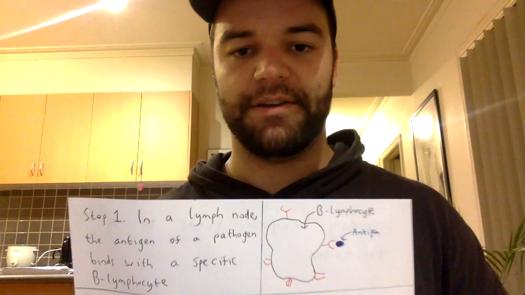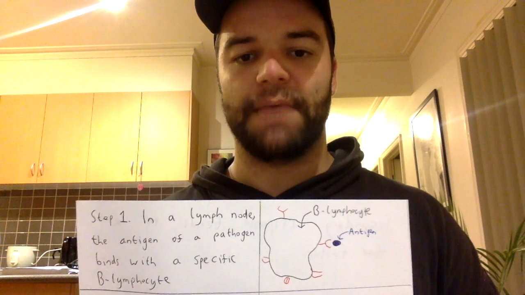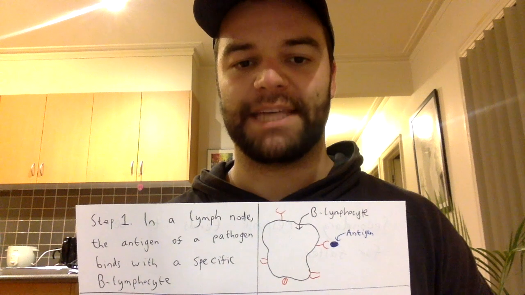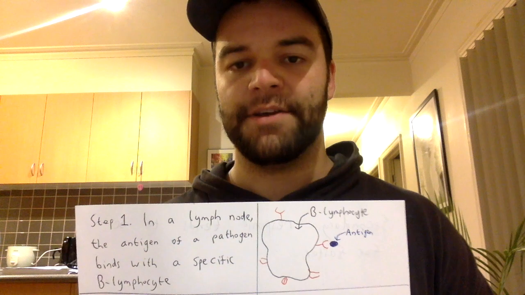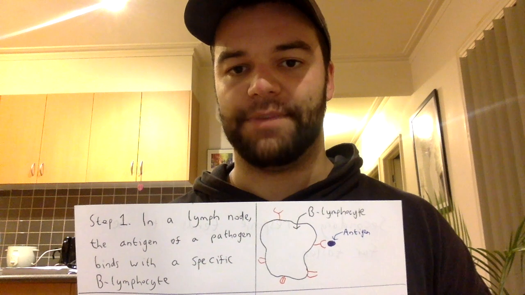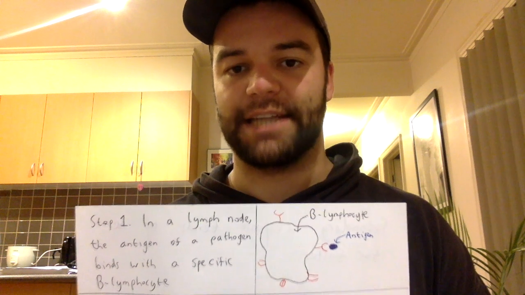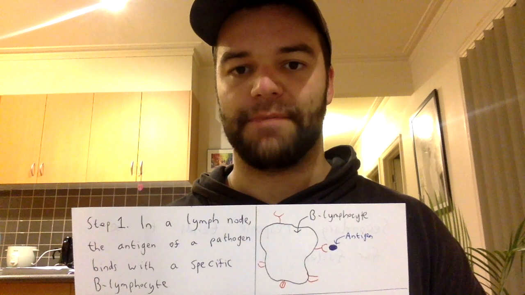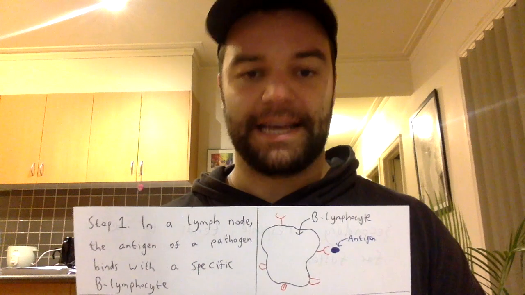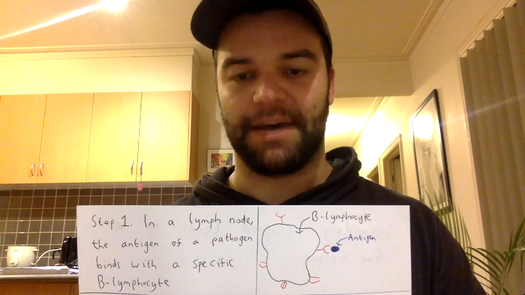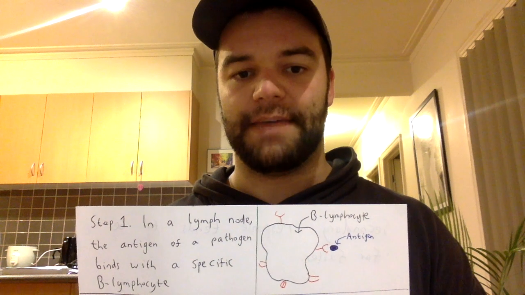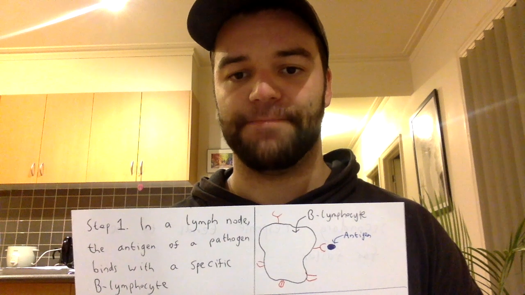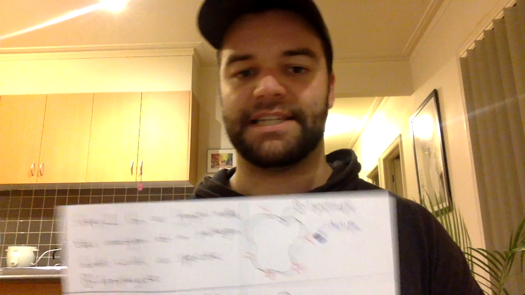So linking back to what we looked at last time, step one is that in a lymph node, the antigen of a pathogen binds with a specific B lymphocyte. That antigen may just have been presented by a dendritic cell or another antigen-presenting cell, or it might be found directly on the pathogen. But either way, that gets to the lymph node, it's recognized by a B lymphocyte, and the specific B lymphocyte for that antigen and the pathogen that it came from will be essentially activated.